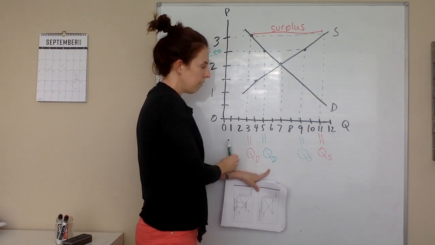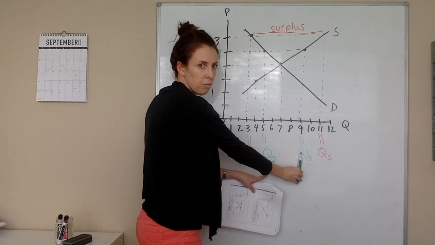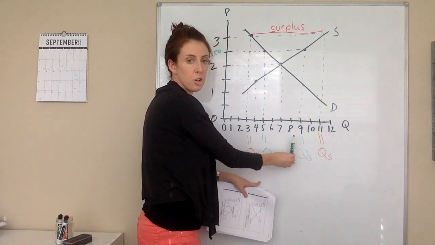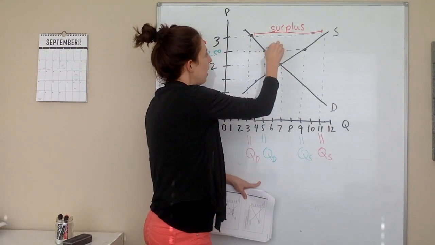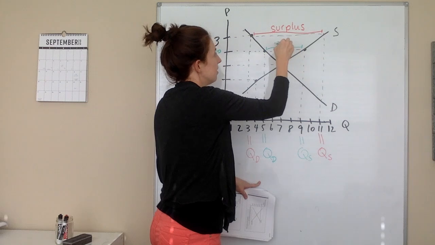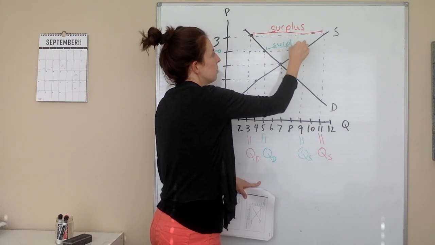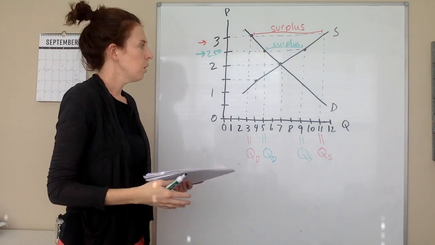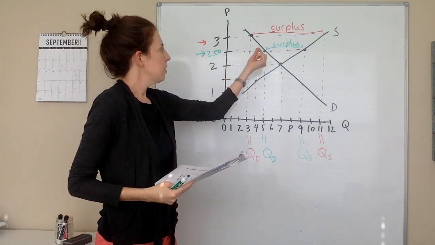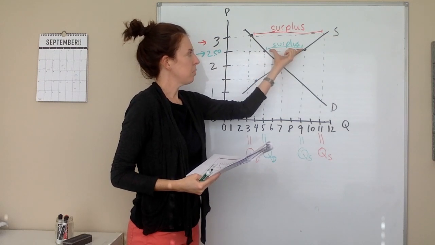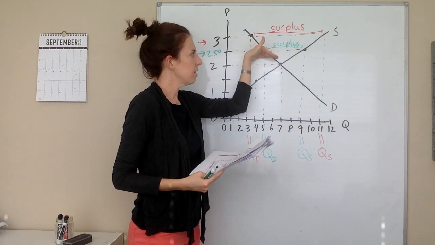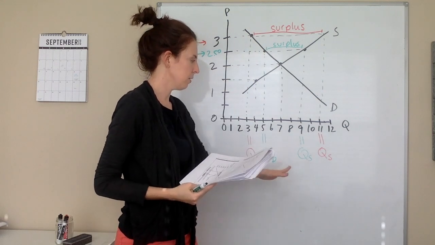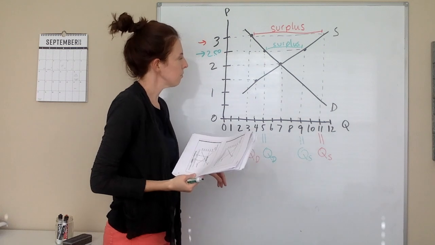Okay, so what do we have? We have 9 ice cream cones sitting on the shelf for sale. Only 5 of them are purchased. That means there's 4 left over that aren't sold. So now we're going to have a surplus still, but it's going to be smaller, and specifically, it's now going to be 4. So again, the horizontal distance between the supply and the demand at a given price level tells you the extent of the surplus. So we're just subtracting these 2 numbers, the quantity supplied from the quantity demanded.